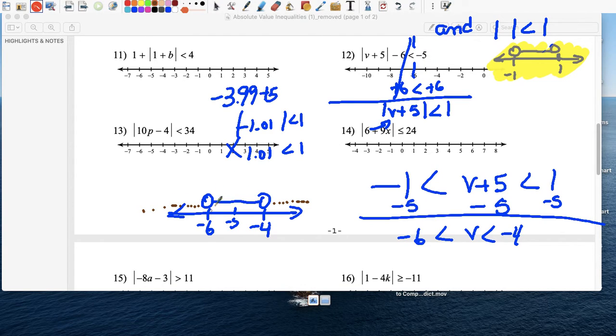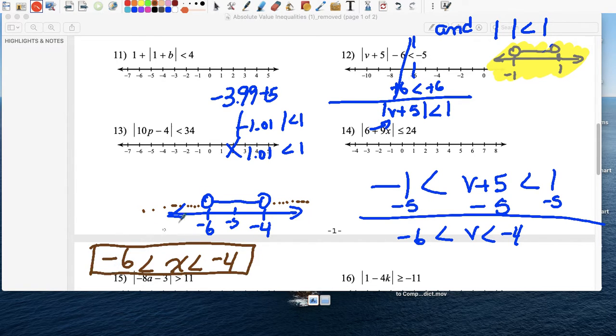They have to be between negative 6 and negative 4. Those are the only values we can plug in there that will work. So our answer is v has to be between negative 6 and negative 4. That's our answer right here. So any value of v, to keep this inequality true, we can only pick numbers from negative 6 to negative 4.